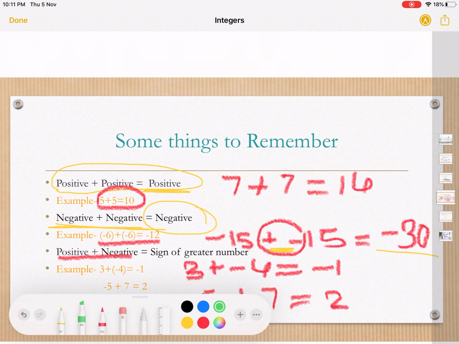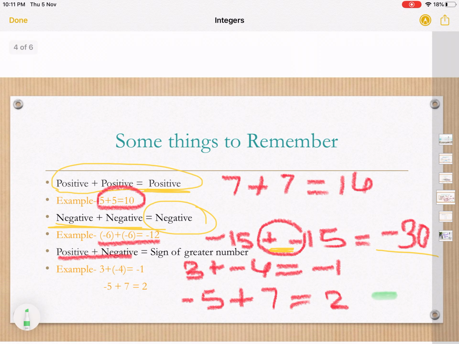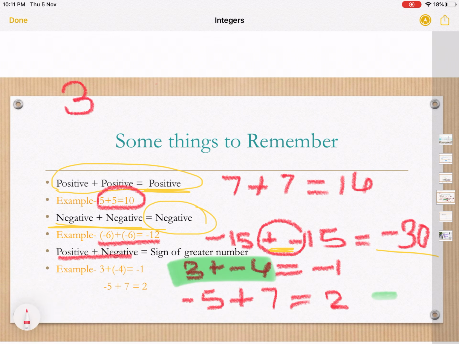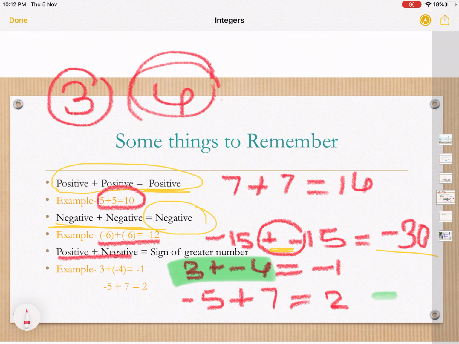Well, when you're adding one positive and one negative number, we take the sign of the greater number, that is, without the sign. Now, when you are solving this, what you need to do first is write this here without the signs. So, our first number is 3 and the second one is 4. Now, which is the bigger? Obviously, it's 4. So, what we will do is subtract the smaller number from the greater number. So we will write 4 minus 3, which is equal to 1.